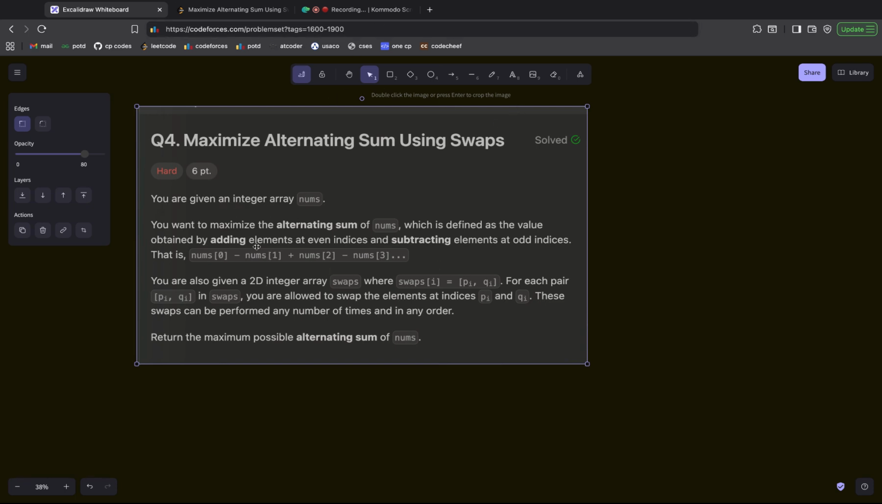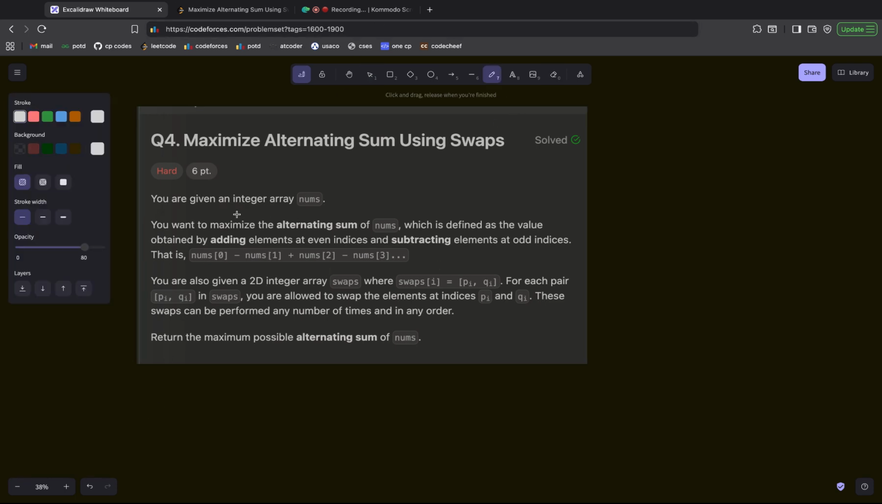You are given an integer array nums. You want to maximize the alternating sum of nums, which is defined as the value obtained by adding elements at even indexes and subtracting elements at odd indexes. That is, nums at 0, so this is an even index, so you plus this. This is an odd index, you do minus, plus, minus, and that is why this is alternating, because you do plus, minus, something like that.